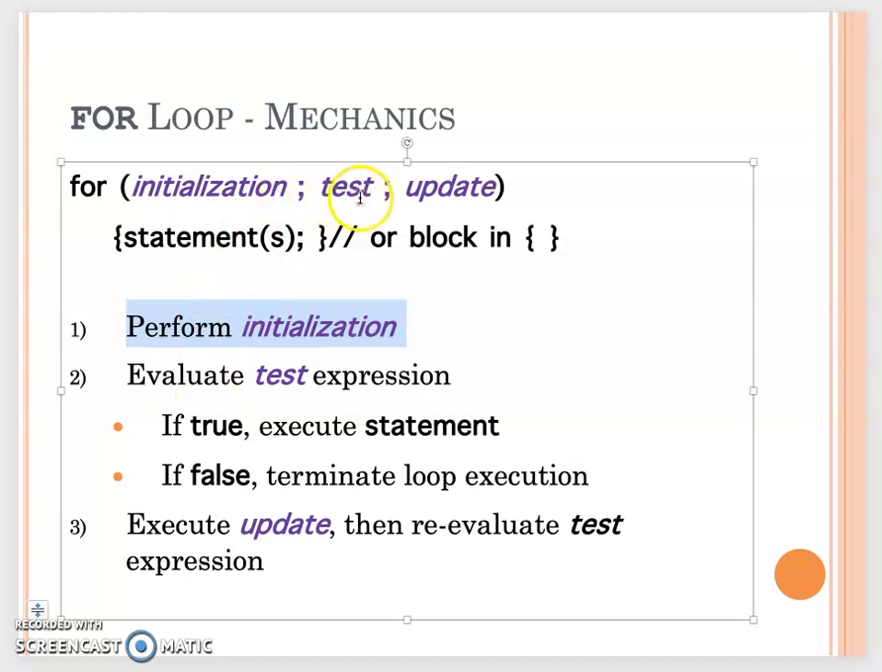Then you will do the test. You just evaluate the test expression. If that's true, I execute my code block. The same thing, if that's false, I just finish. I skip the code block and go to the next line. So after you finish the test, you either execute the statement or terminate.